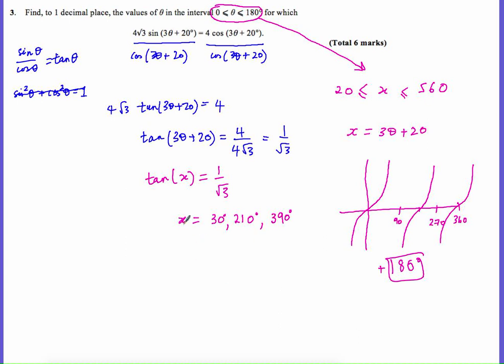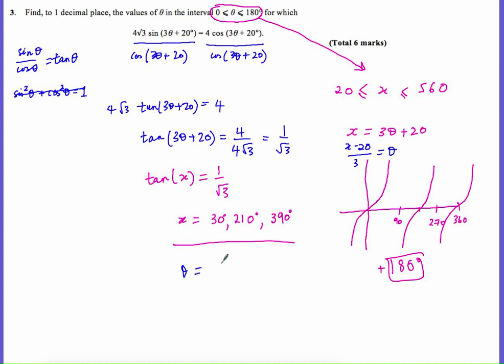Remember though, these are values for x. So I've done quite a lot of hard work. These are values for x. I want to turn them back into thetas. So you can rearrange this in your head. I need to take away 20 and divide by 3. So take away 20 and divide by 3 for all of these.